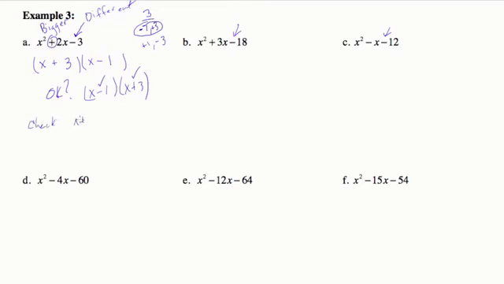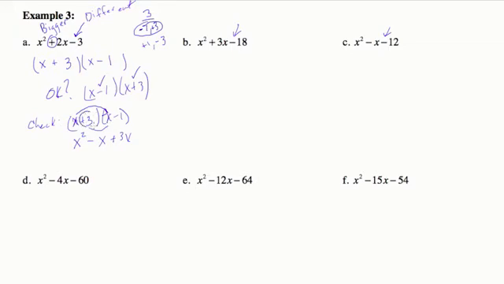So let's write x plus 3 and x minus 1. And again, I'll try to go through and explain why this works. It shouldn't be too much difficulty to see why x times x gives us the x squared. All right, x times negative 1 is negative x. Right here, 3 times x is 3x. Now, watch what happens here.